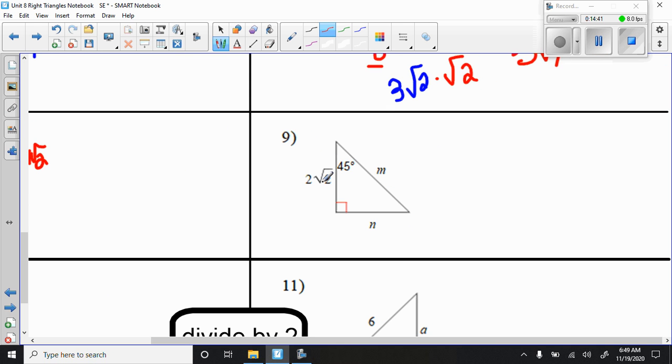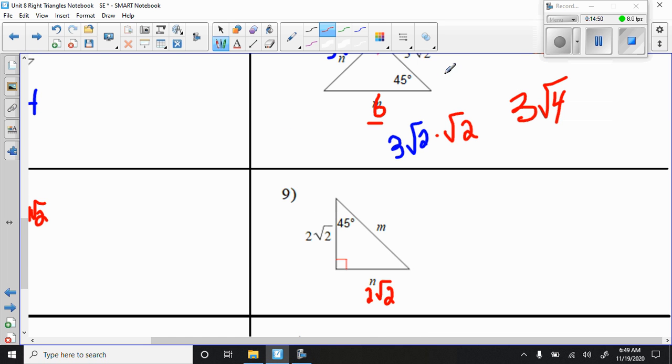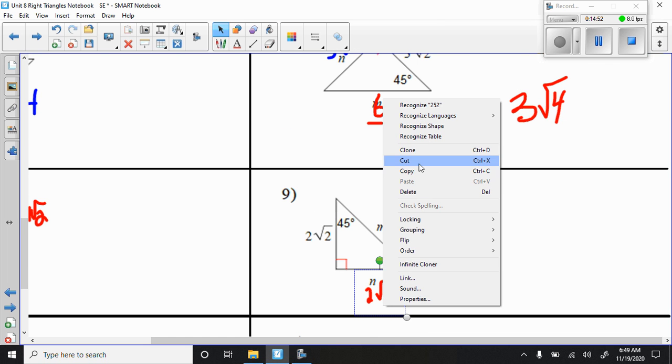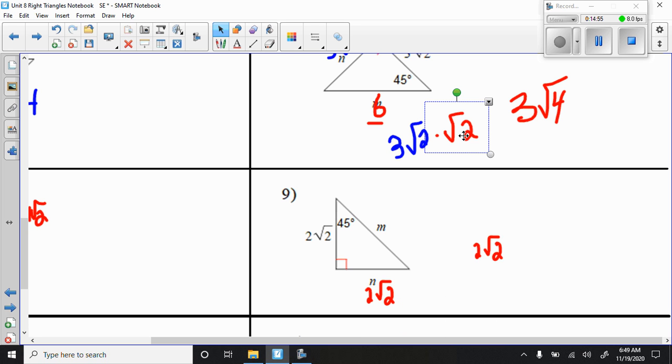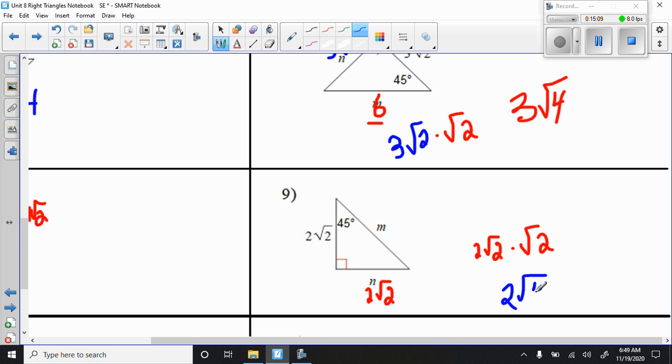Number 9, that is not a hypo, that's a leg. This leg is equal to it. So how do I get the hypo? I multiply your leg times radical 2. All right, so this is a whole number. These are like terms, so I can combine those. So 2 times the square root of 4. We can do that math. The square root of 4 is 2. 2 times that is, our final answer is 4.